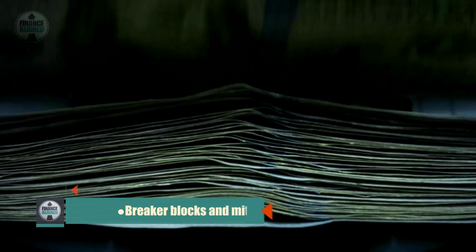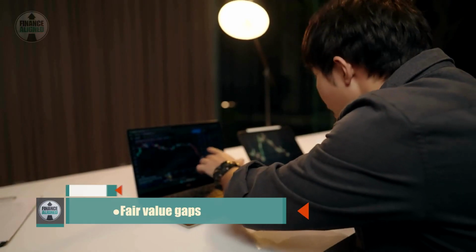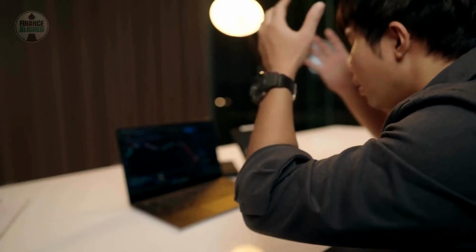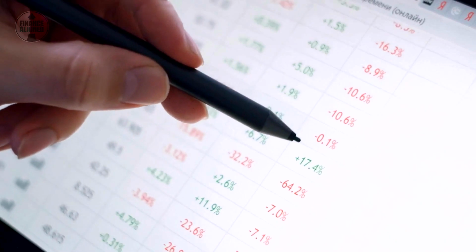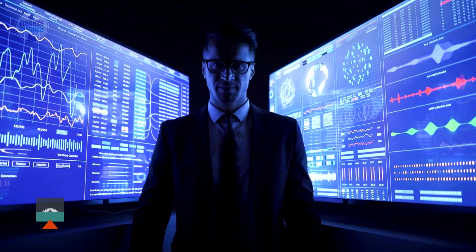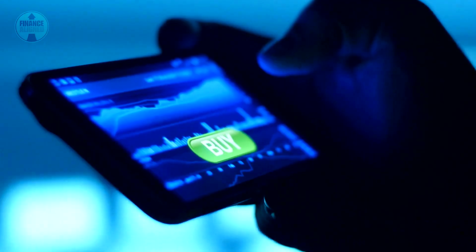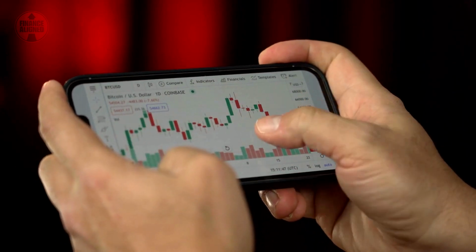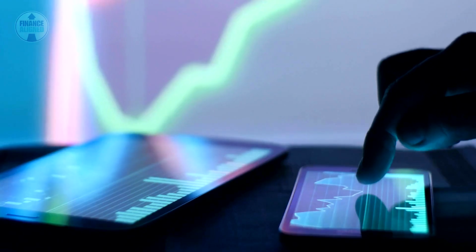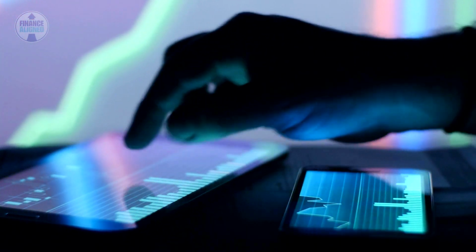Breaker blocks and mitigation blocks. These terms represent support and resistance. Fair value gaps. This phrase describes an imbalance. There are many different kinds of gaps, and they've all been identified years ago. Common gaps, fatigue gaps, breakaway gaps, and runaway gaps are a few examples. Order blocks. This term is used to talk about supply and demand. Some SMC traders argue that order blocks are a more refined idea than standard supply and demand, but others disagree. Once you figure out what the fancy terminology is referring to, you'll notice that other SMC concepts are also familiar to you. When evaluating markets, SMC pays close attention to break of structure, or BOS.